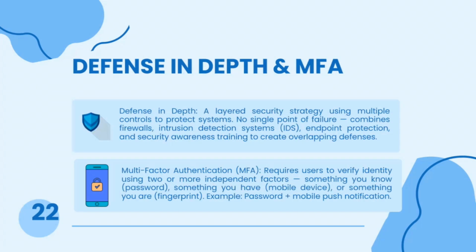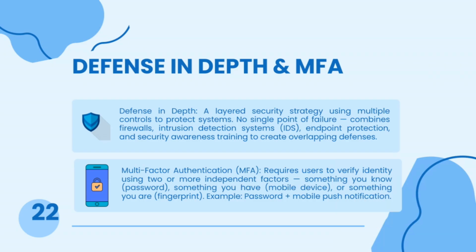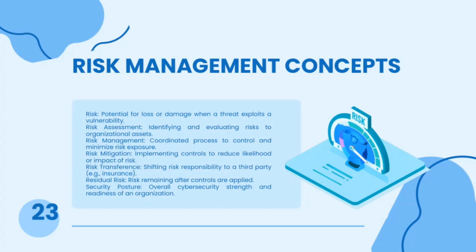Let's talk about multi-factor authentication, or MFA. It's a way to double-check who you are by requiring 2 or more different types of proof. That might be something you know, like a password, plus something you have, like your phone, or even something you are, like a fingerprint. For example, entering a password and then approving a push notification on your mobile device. This fits into a broader strategy called defense in depth, layering multiple security measures so no single weakness can bring everything down.